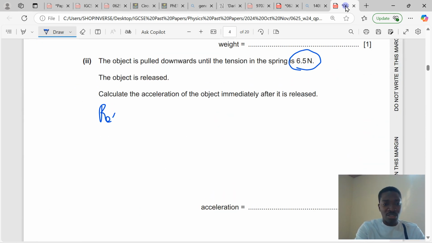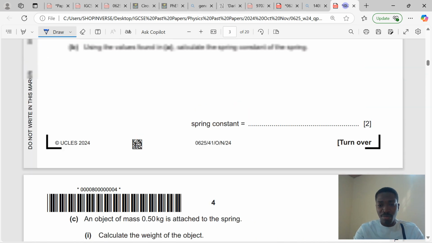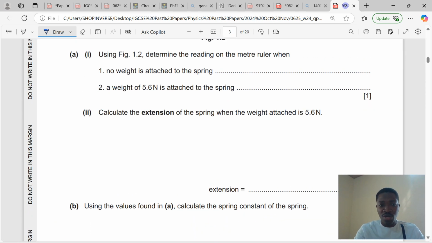So the additional force is taken as the resultant force, and the resultant force must be equal to the mass times acceleration. What's the additional force? 5.6 minus what? Minus the weight of the load. What's the weight of the load?